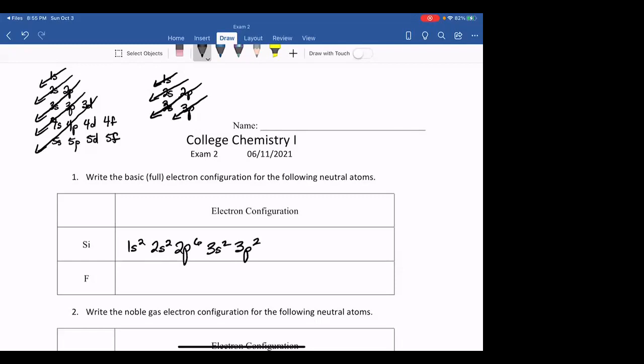Is that what you were trying to get at, Jacob? And that would be its ground state. No worries.